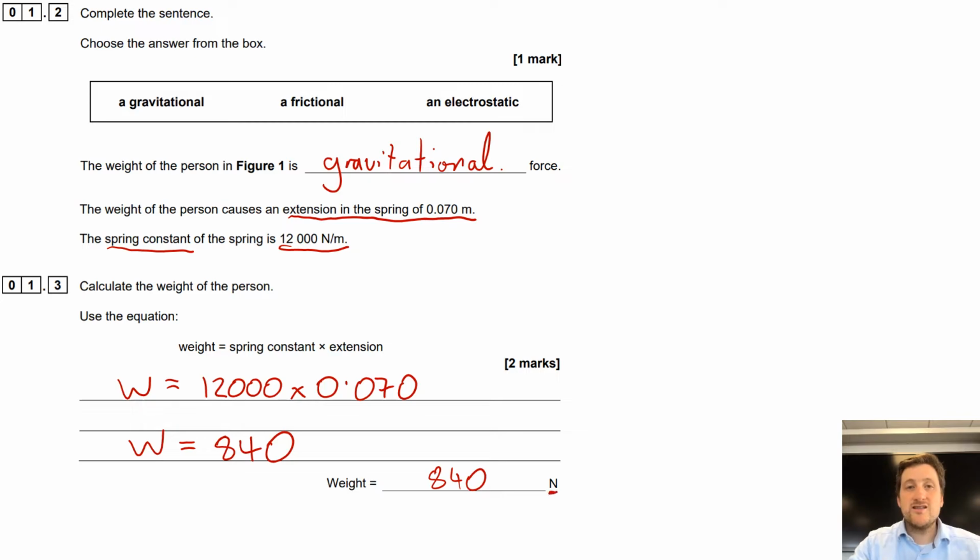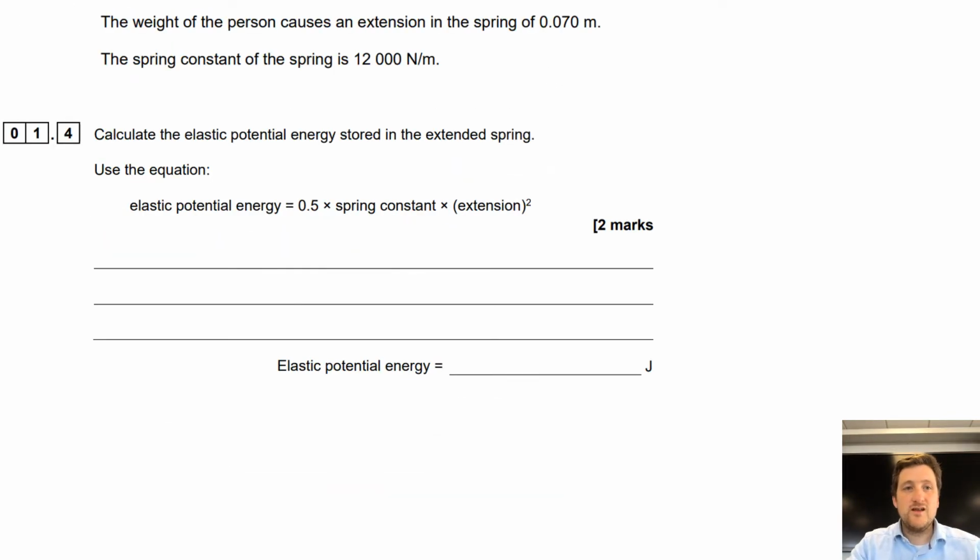You can see they've written the unit for us. The weight of the person. Now, I've added this back in at the top because we're still going to need it. So we have the extension and the spring constant. This time, we have to calculate the elastic potential energy. So still using the same numbers, but to calculate something else. And so we have E, the little e, as our elastic potential energy.